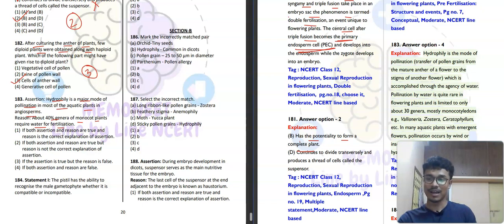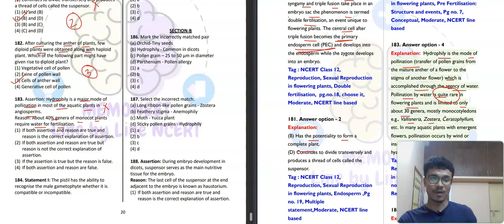Why are these both incorrect? First of all, it is saying that hydrophily is a major source of pollination in most aquatic plants in angiosperms. This is incorrect, because hydrophily is the mode of pollination which is accomplished through the agency of water. So pollination by water is quite rare in flowering plants, and it is limited to only 30 genera, mostly monocotyledonous like Vallisneria, Zostera, etc.